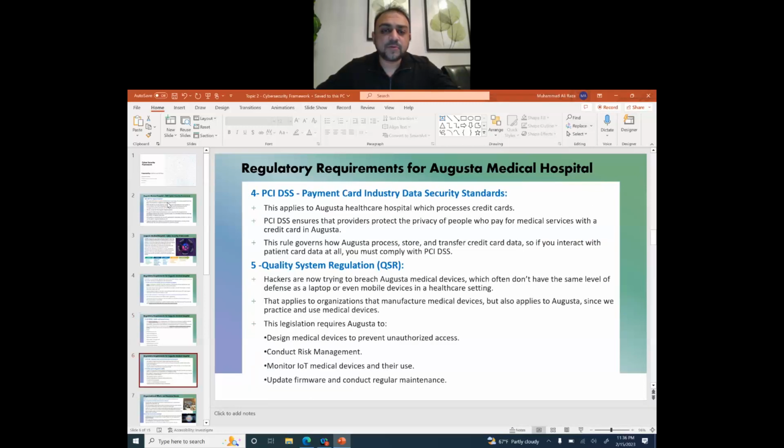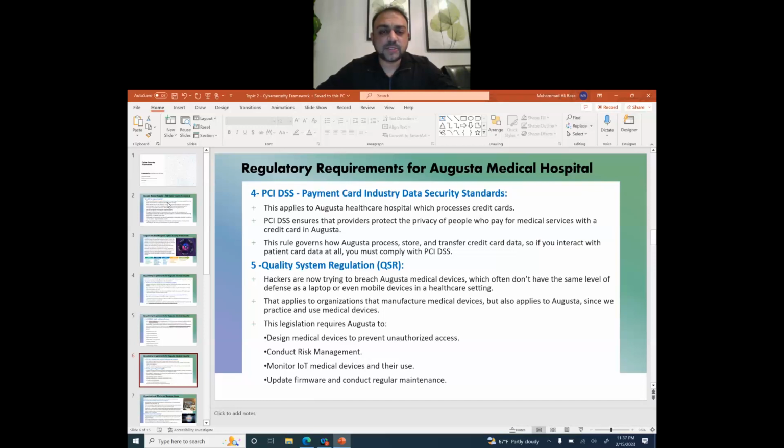The next one is the PCI DSS, the Payment Card Industry standard. That is also applicable since lots of customers share their card information when making payments. So that also needs to be secured by Augusta. So we need to comply with this regulation as well.